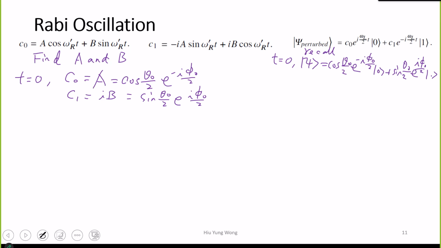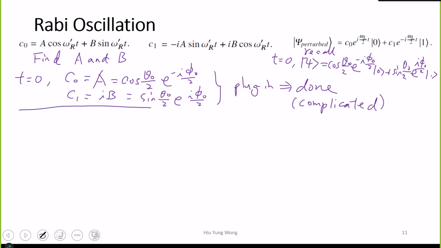Right? So, just plug in, then you are done. You can write a program already to see how the state will evolve as a function of time. But this is pretty complicated, which is fine. So let's look at a special case, so that we can understand better.